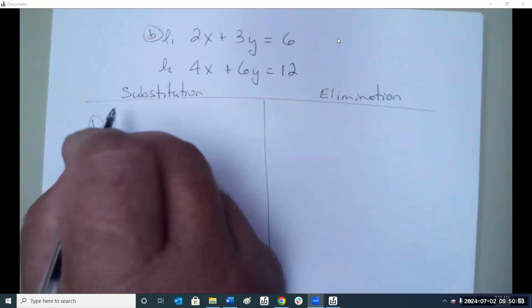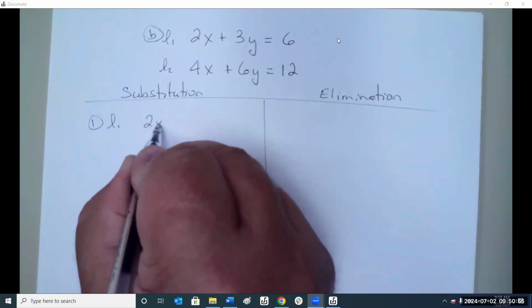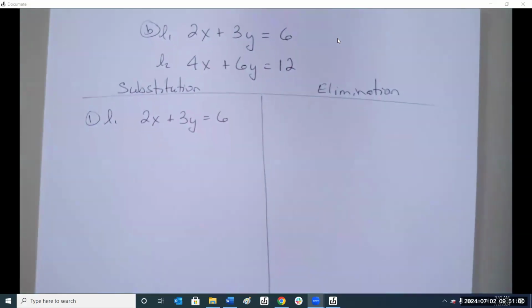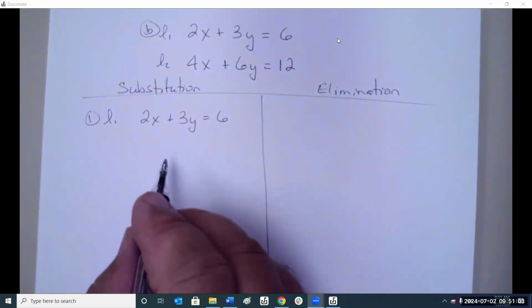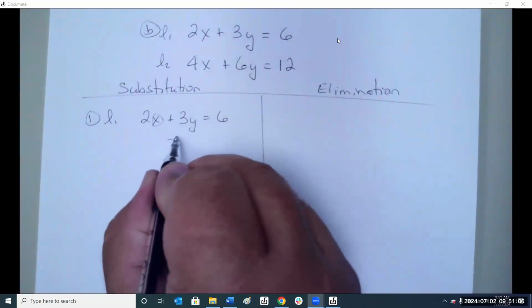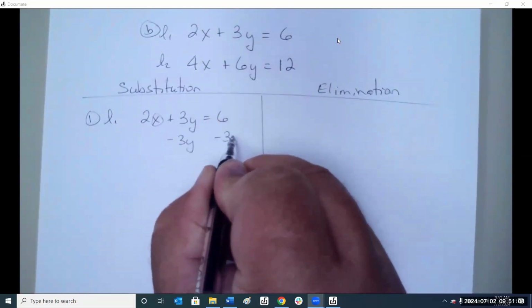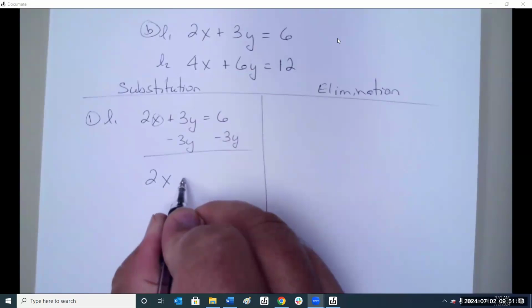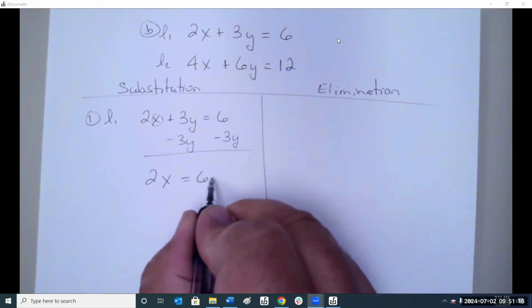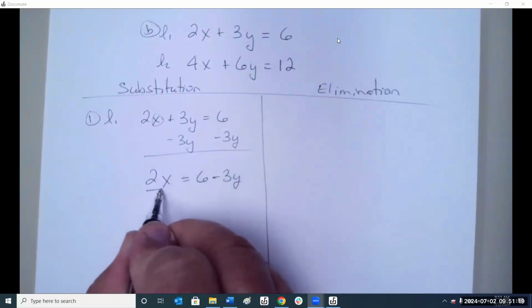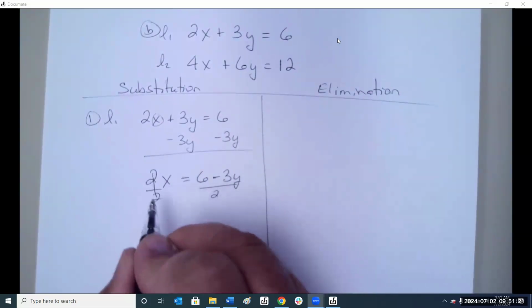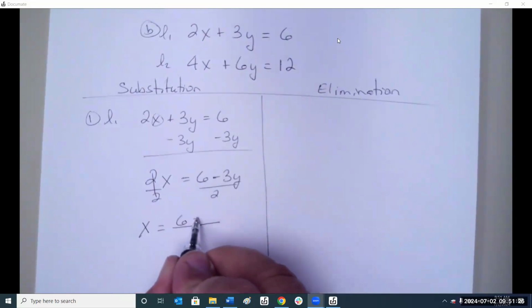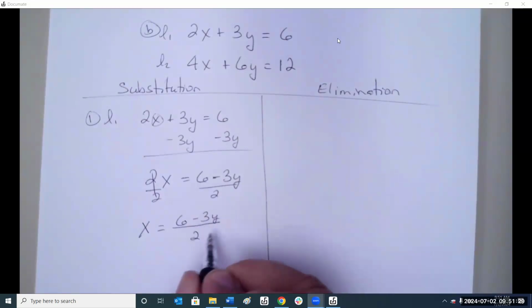So we're using, I'm going to choose line one. Solve for X. So we have 2x equals 6 minus 3y, divided by 2. X equals 6 minus 3y over 2.